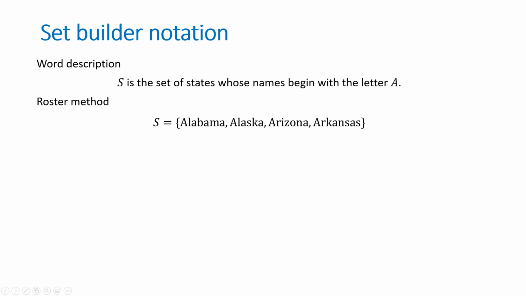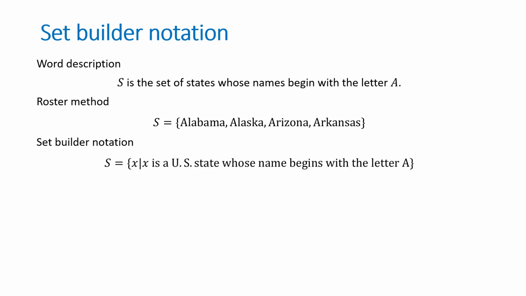Set builder notation looks like this. We do use the curly brackets, and then we start usually with a variable. Here it's X with a vertical line. You can also see it, instead of a vertical line, you can have a colon. And here it says X is a U.S. state whose name begins with the letter A. So we have our variable and then either a vertical line or a colon, and then we describe what the variable stands for. And that is called set builder notation.